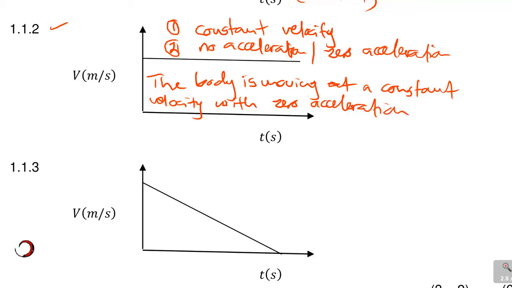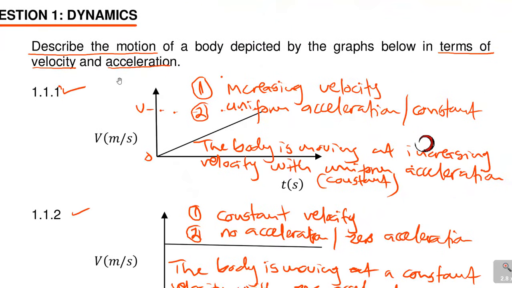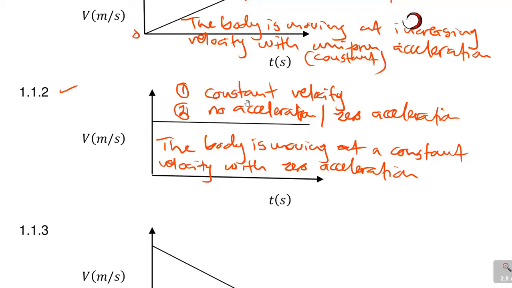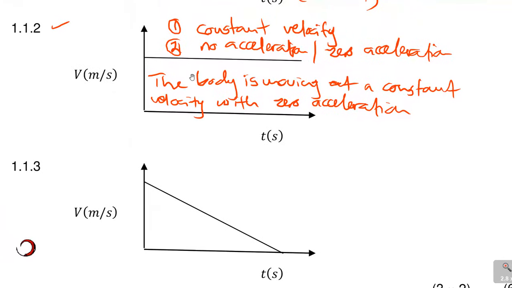Or with no acceleration. So the keyword there is, remember they said, whatever you're describing, ensure that you tell us about the velocity and the acceleration. So every description has to have velocity and acceleration. That's why I say the body is moving at a constant velocity, then they will mark you that constant velocity with zero acceleration. They will come and give you that mark there.